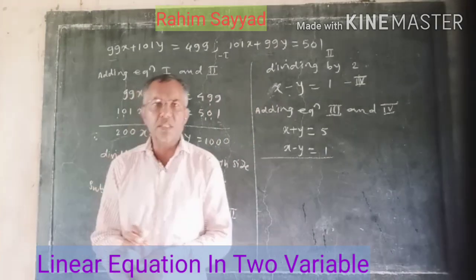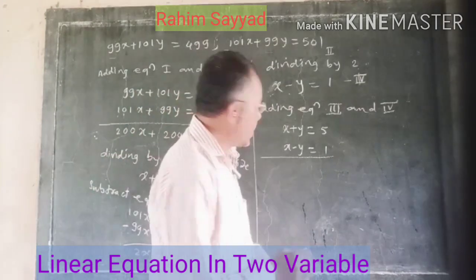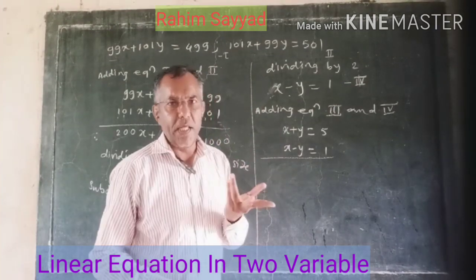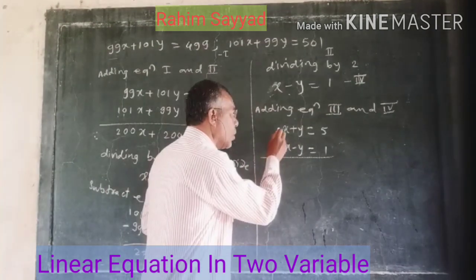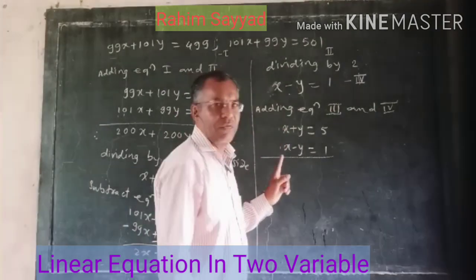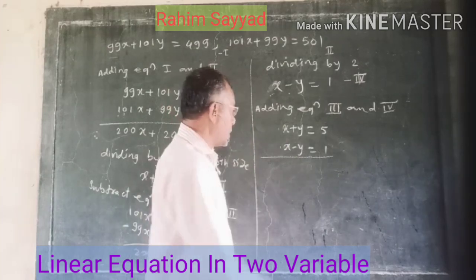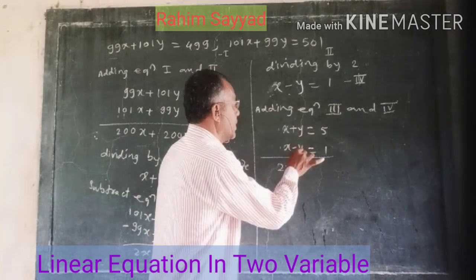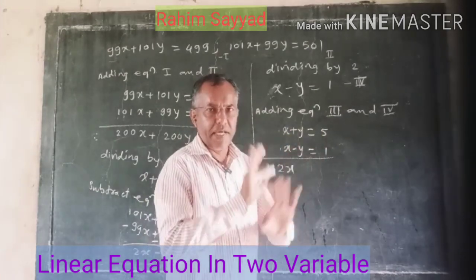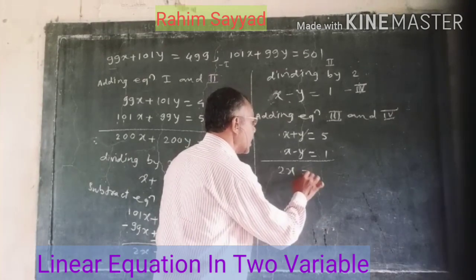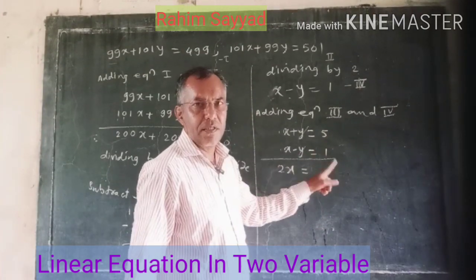By adding these two equations, we will see x plus x. How many x? Here the coefficient is 1, here the coefficient is 1, that is 1 plus 1, that is 2x. And y minus y, that is plus y and minus y get cancelled. Here the right side is 5 plus 1, that is 6.